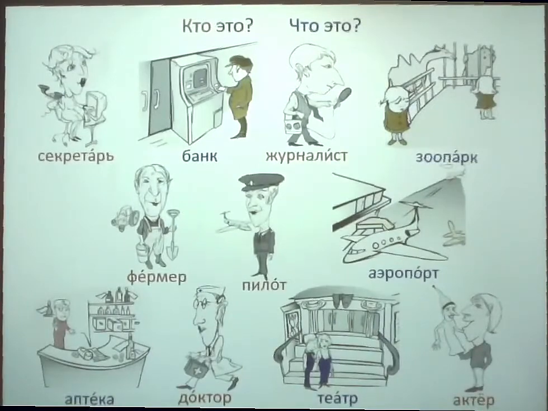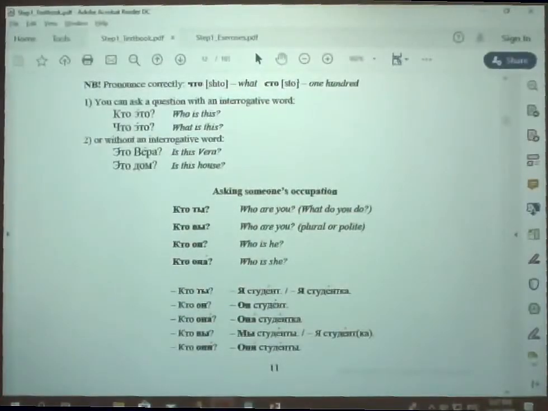But when you ask a question without the question words, then you have to show with the intonation that this is the question. For example, like this. Это Вера, это дом, because if you say it это Вера, it sounds like you're saying this is Vera. But when you're asking a question, you change your intonation. Это Вера, да, это Вера. Это дом, да, это дом.